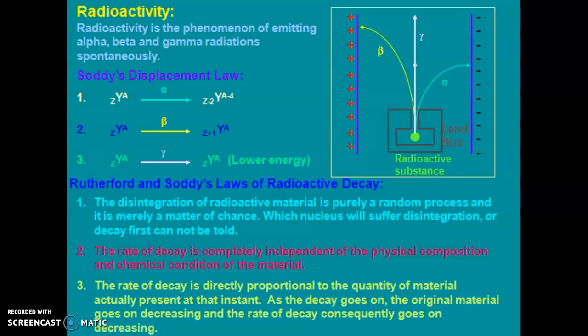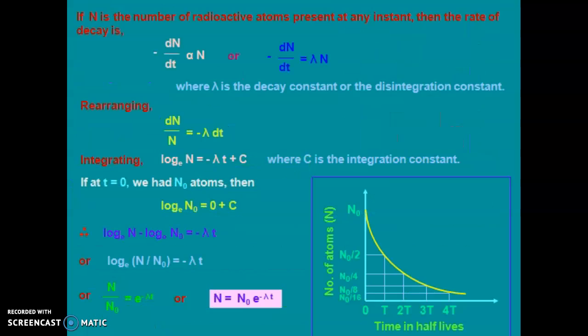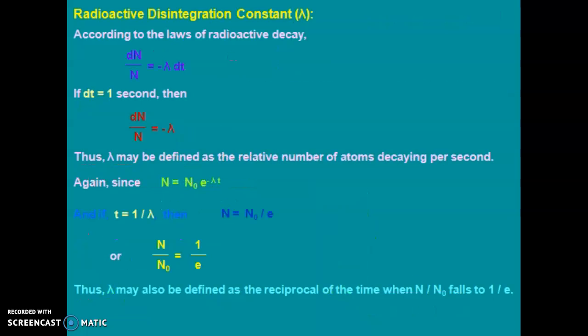So in my previous video I gave you the basic idea of radioactivity disintegration law. So in this video we will discuss disintegration constant, that is lambda, half-life period and the various units used for radioactivity. So let's start.